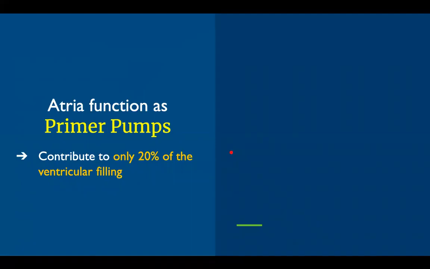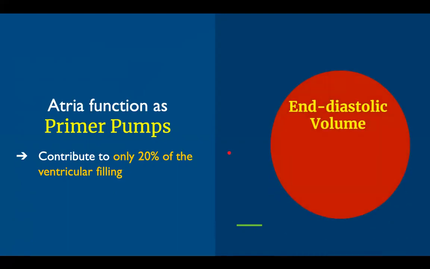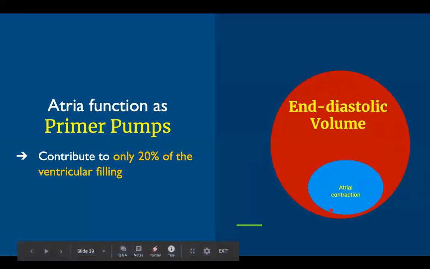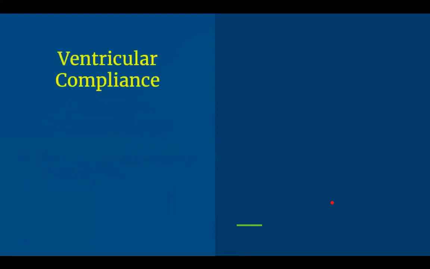Another factor which contributes to the end diastolic volume is the atrial pump activity, and the atria function as primer pumps. That is, they contribute only 20% of the ventricular filling. So if this is the end diastolic volume, then the atria contribute only 20%. This atrial pump becomes important in exercise or when there is some stress.